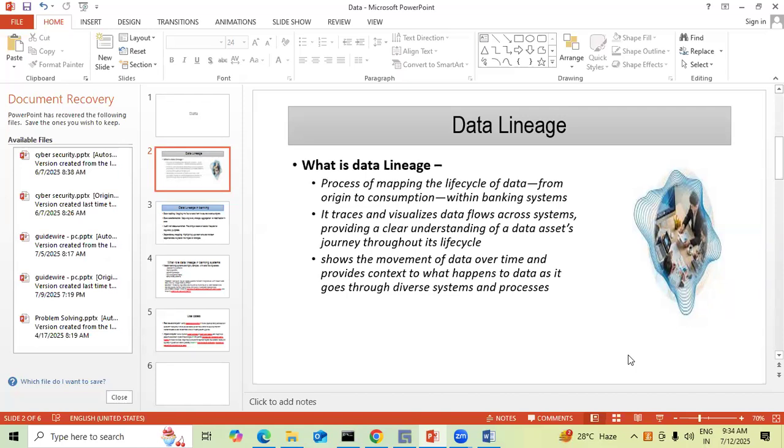One more reason behind data lineage, especially on the banking side, is that it shows the movement of data over time. At the same time, it also provides the context of what is happening to data when we are managing it throughout diverse systems and processes. So what happened to the data? If you want to know, over a period of time and over the context that we are providing, how the movement of data has taken place.